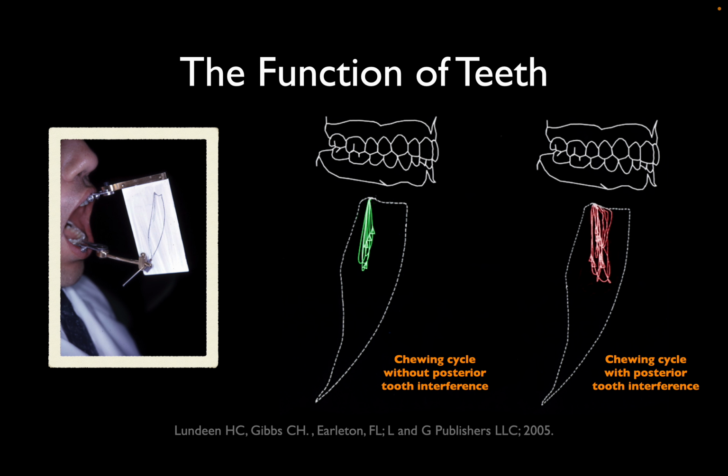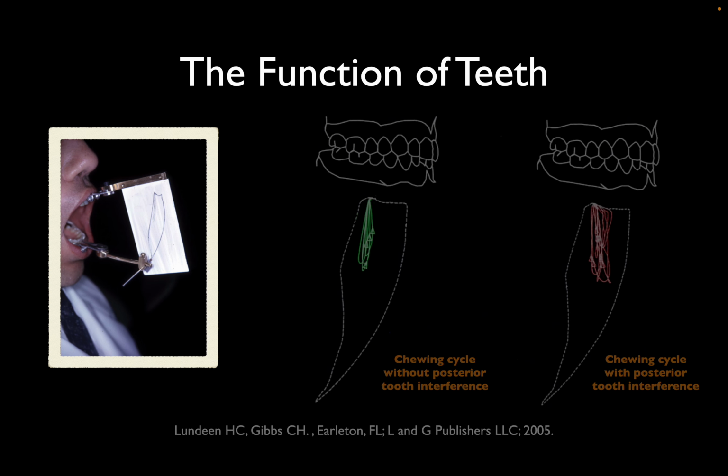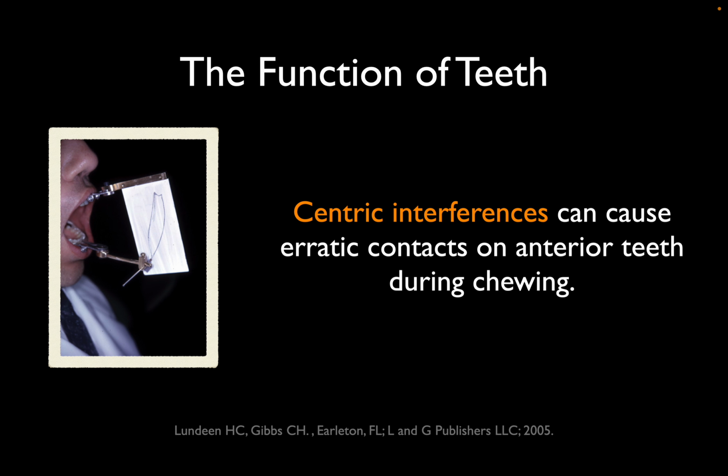So posterior teeth do have an effect on anterior teeth, and anterior teeth have an effect on posterior teeth. In other words, centric interferences can cause erratic contacts on our anterior teeth during chewing.